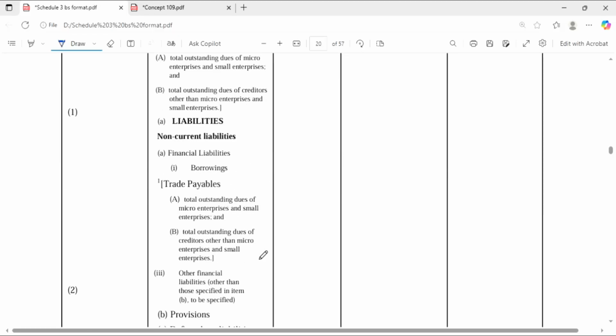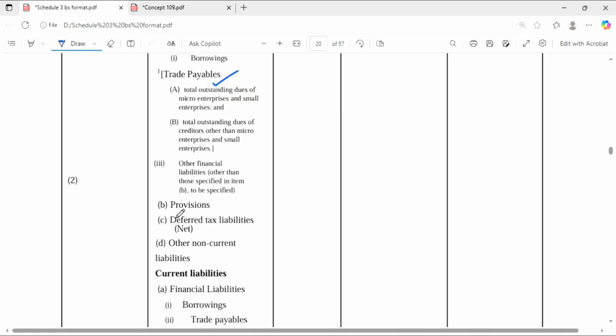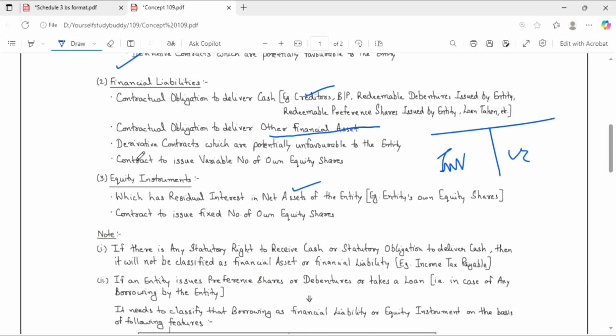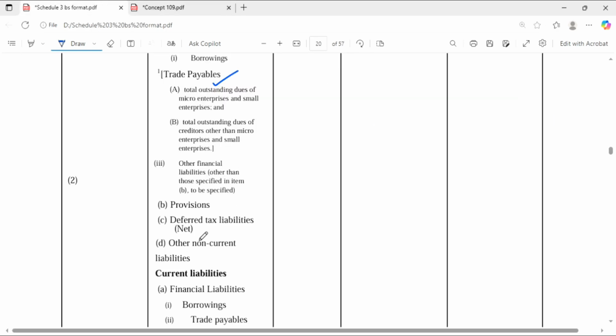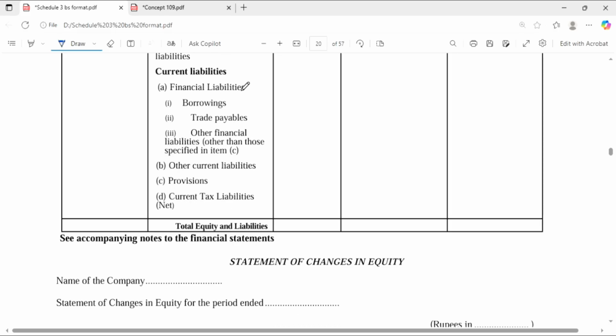Let me show you. See, non-current liabilities, financial liabilities like borrowings, trade payables. Trade payable is like a contractual obligation to pay the cash, to deliver the cash. Okay, so trade payables also come in a financial liability, and here we have to disclose any other financial liability which we have discussed over here. So if there is any liability which is coming in this criteria, then we have to disclose over here in a balance sheet. And suppose if it is a current liability, we'll show it here.